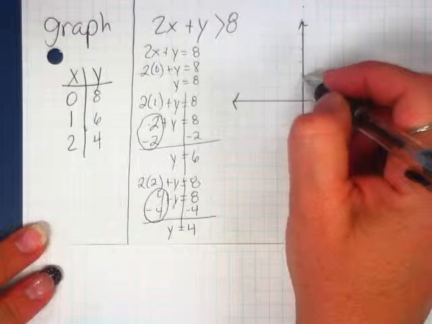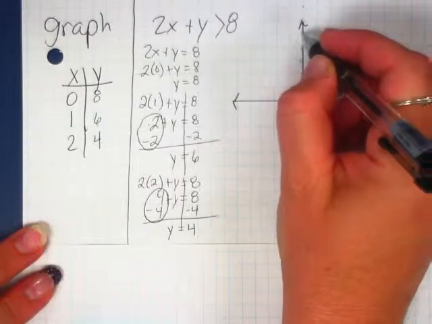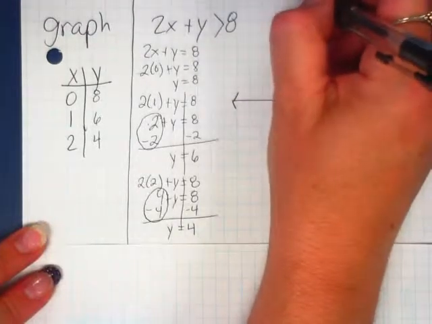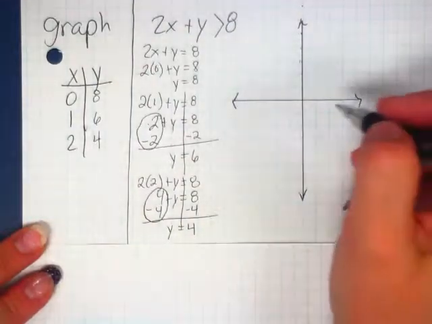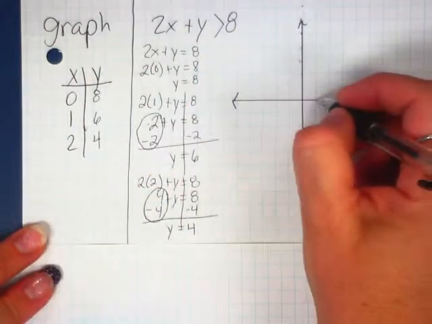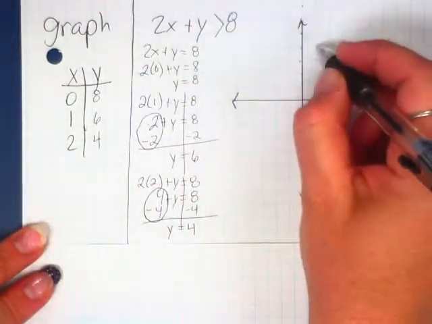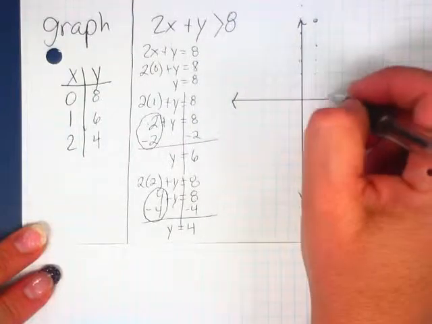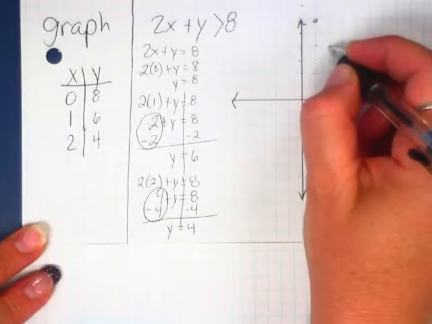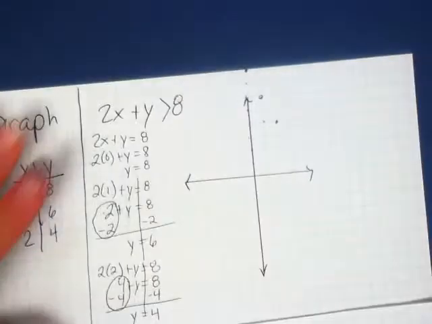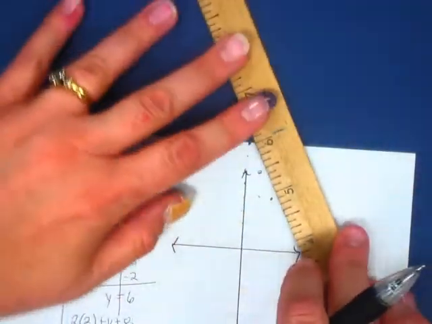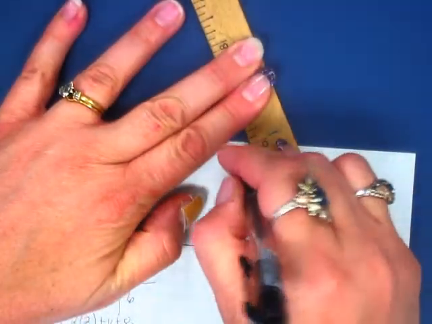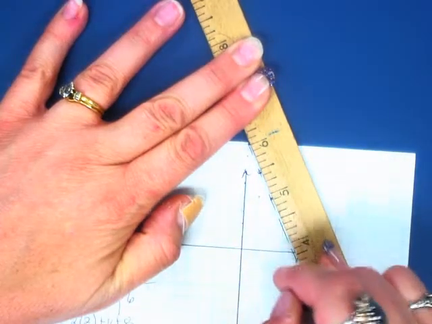Okay, so now let's graph that. 0, 1, 2, 3, 4, 5, 6, 7, and 8's right up here. Just about to fall off my paper. So (1, 6), and (2, 4). There is no equal sign, so that means I'm going to be doing a dashed line.